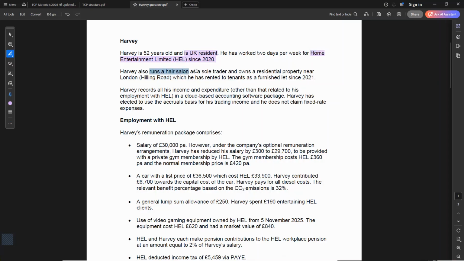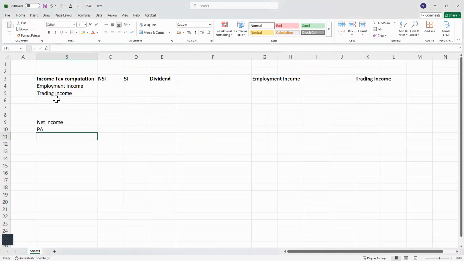Harvey also runs a hair salon as a sole trader. So this is his trading income business where he's working to run a hair salon as a sole trader, and owns a residential property near London Hilling Road, which he has rented to tenants as a furnished let since 2021. So we know now in our answer that in addition to employment income and trading income, we're also going to have property income.